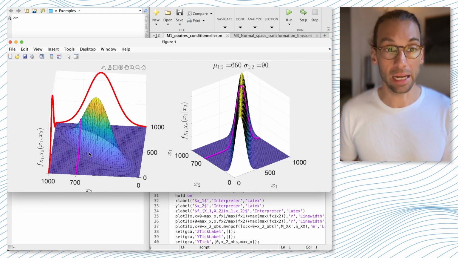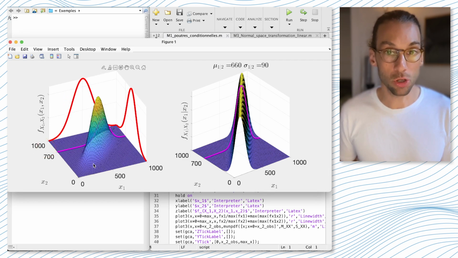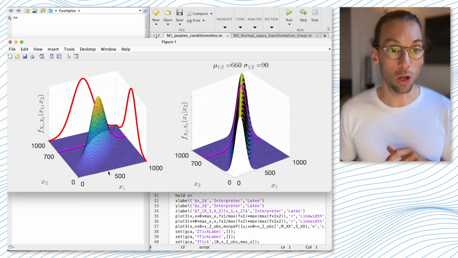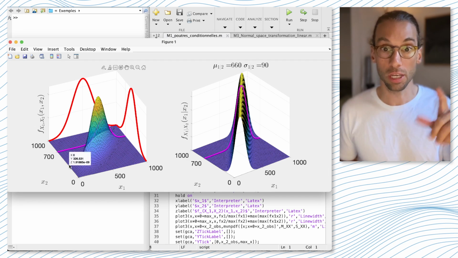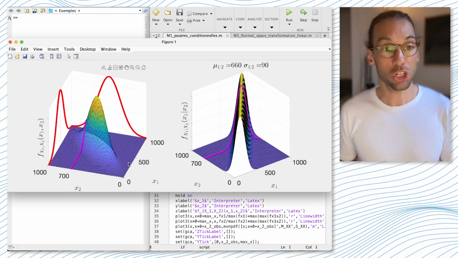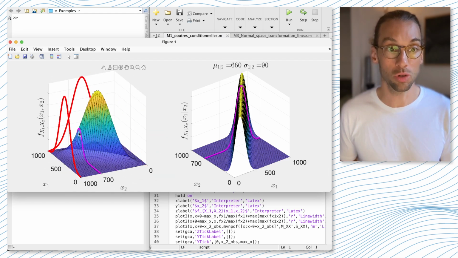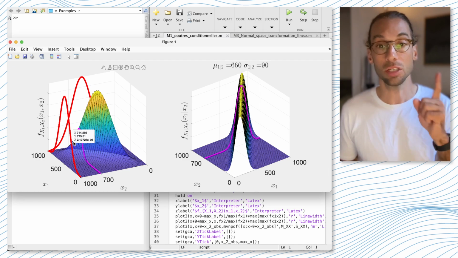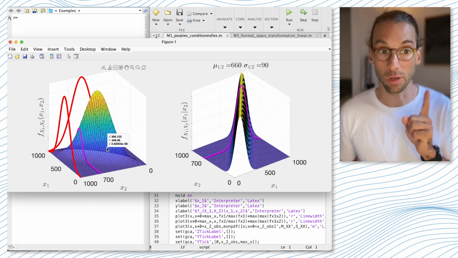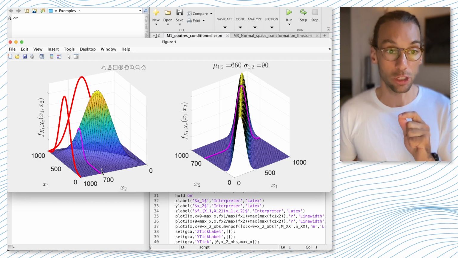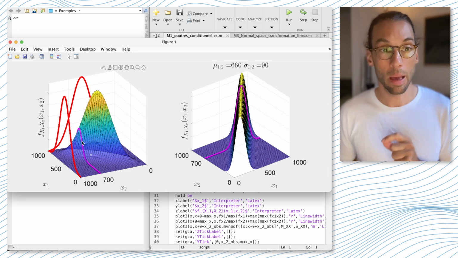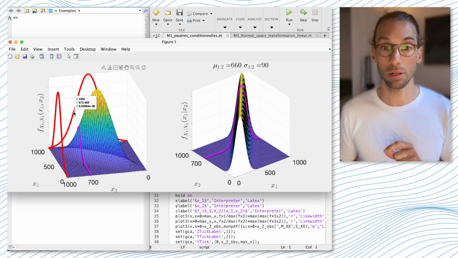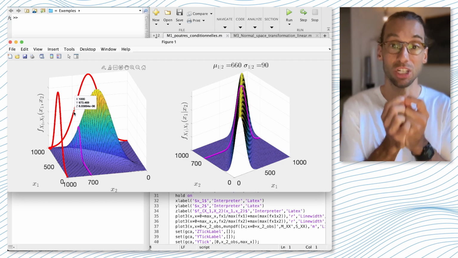But the problem is that that 2D surface is normalized to 1. What does it mean? If I integrate the area under all this curve, the volume under this surface equals 1. But when I take just a slice into that distribution, that pink slice, the surface under that pink slice doesn't integrate to 1. If I wanted to make it integrate to 1, I need to divide that joint PDF evaluated at 700 by the height of my marginal PDF for x2 evaluated at 700. And this is what we do when we evaluate the Gaussian conditional.